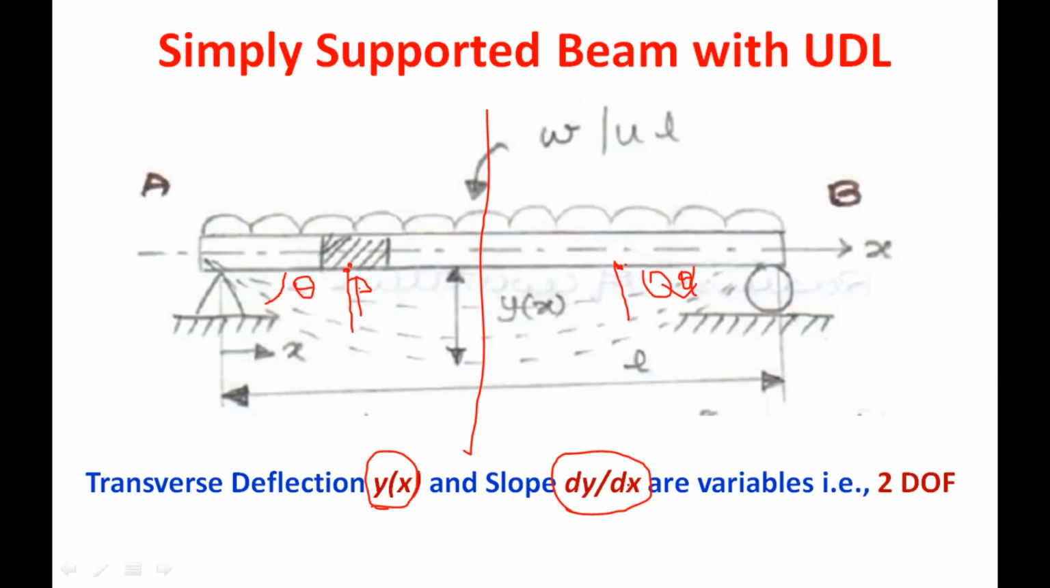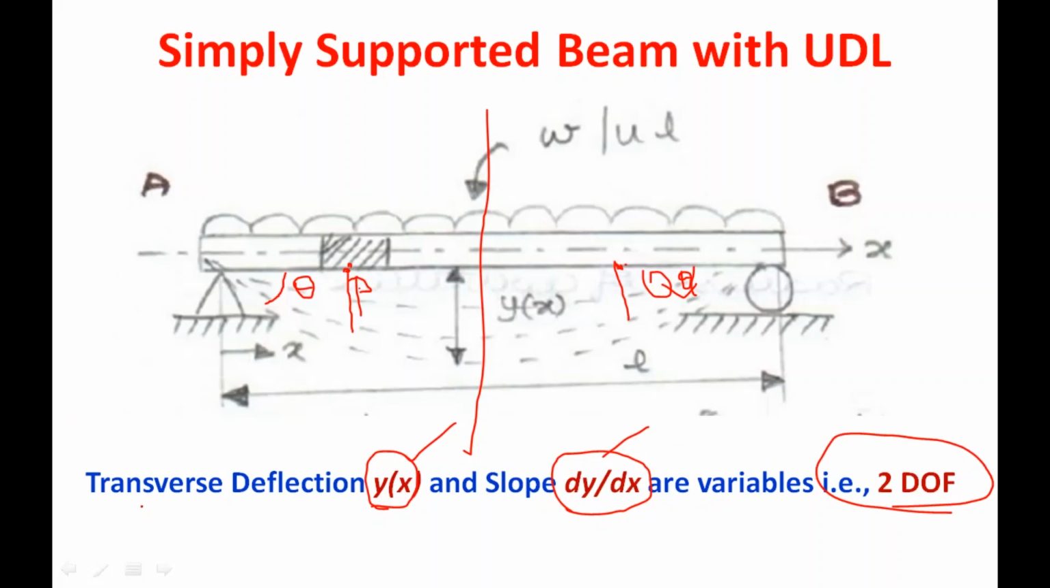How do you measure the slope of the beam? It is the first order differentiation of the variable y. So dy by dx is the slope. So by using this y and dy by dx, we can easily identify the point at which we are measuring the deflection. So for any beam problem, we have to use the 2 degrees of freedom for defining the problem. Y of x and dy by dx are the variables. So it will have 2 degrees of freedom.